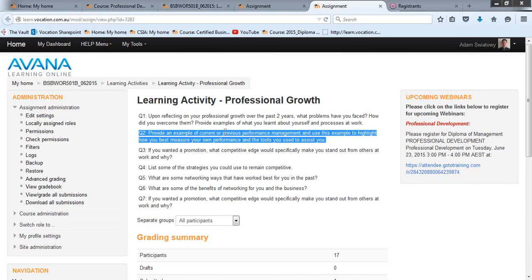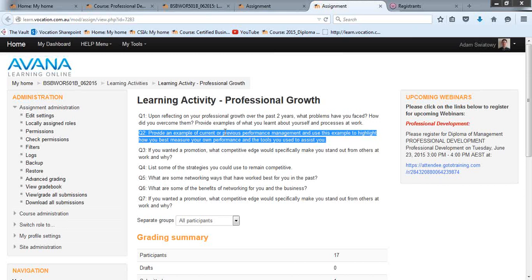Okay. Second question: provide an example of current or previous performance management, and use this example to highlight how you best measure your own performance and the tools that you use to assist you. So performance management is just the system of managing somebody's performance. What we're actually asking you is, when was there a time where you needed to improve a particular skill?